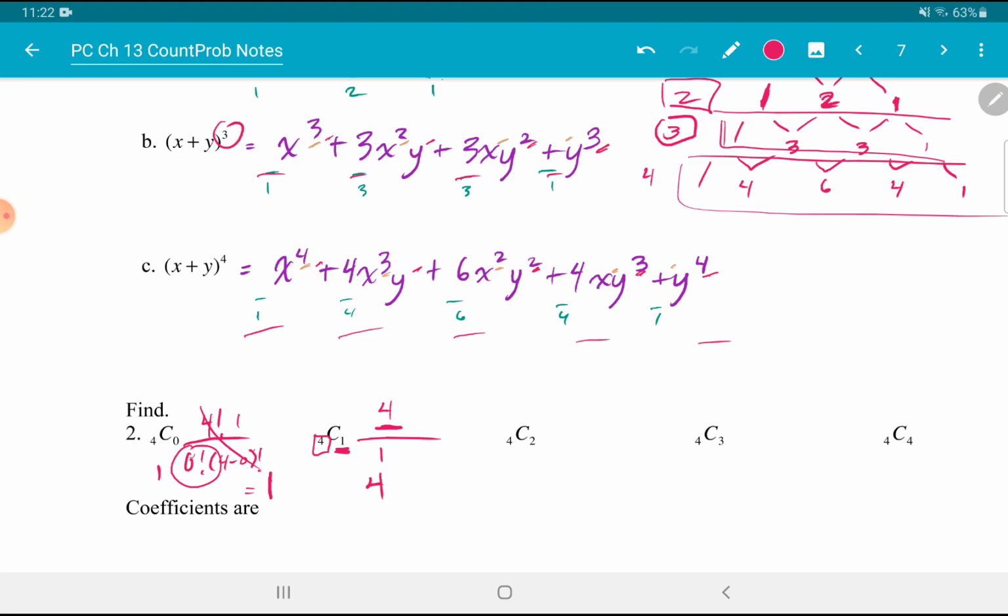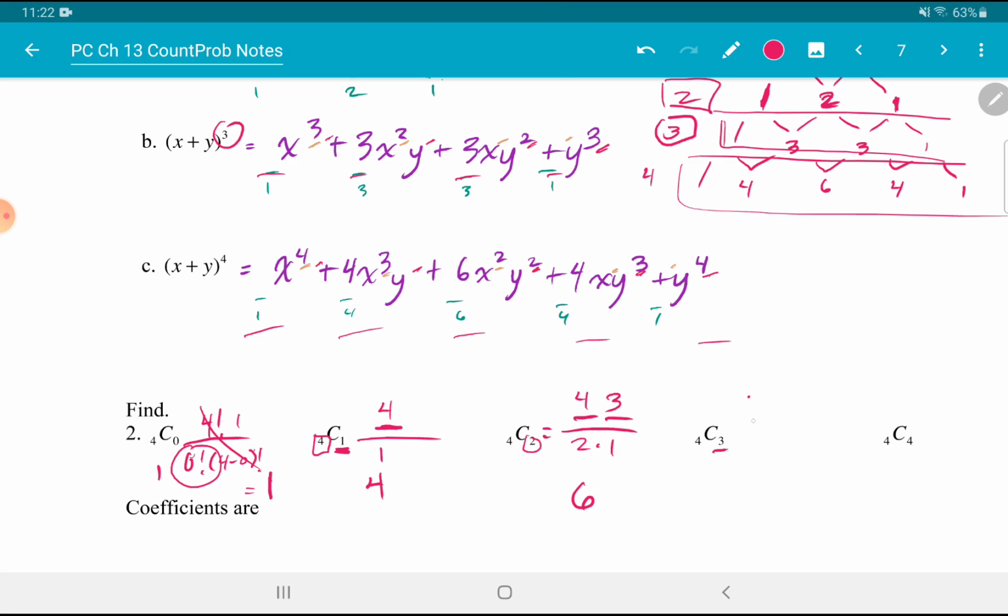So 4C1 just becomes the value of 4. If we were to do 4C2, we have 2 items, so 4 times 3 divided by, and then we take that number, 2 times 1. So we get 12 over 2, or that'll give us a value of 6.